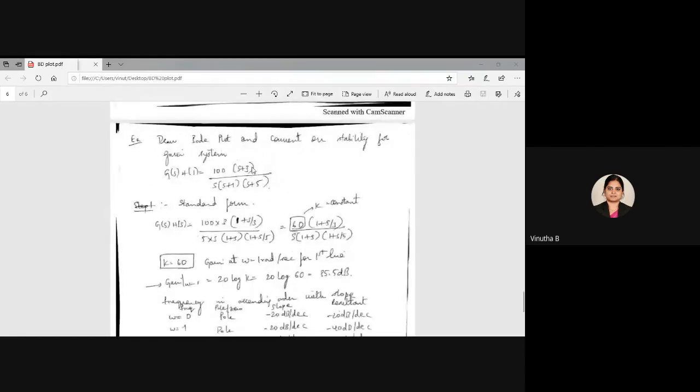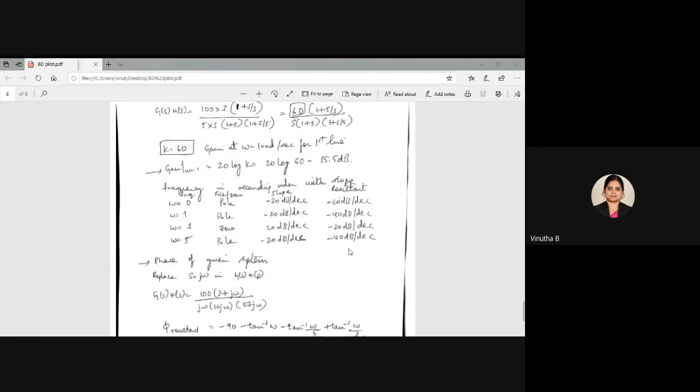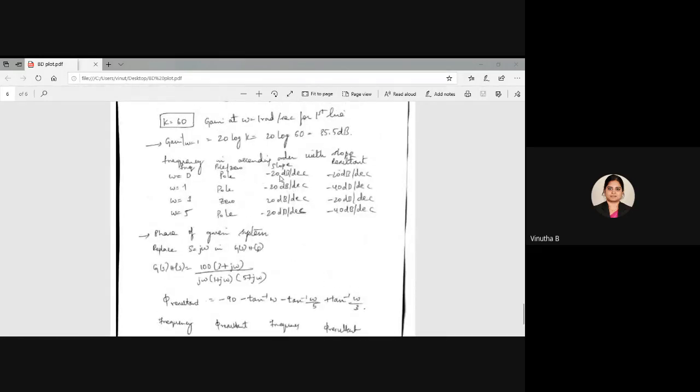Where is it present? It is present in the numerator. So that is a zero. So what is the value of that? It is plus 20 dB per decade. So add this 20 dB per decade with the previous value, which is minus 40 dB per decade. When you add, you will get the answer as minus 20 dB per decade as the resultant. Then omega equal to 5, which is also a pole again, whose value is minus 20 dB per decade. And now add these two values, minus 20 dB per decade with this minus 20 dB per decade. You will get the answer of minus 40 dB per decade. So these were the values required to plot the magnitude curve.